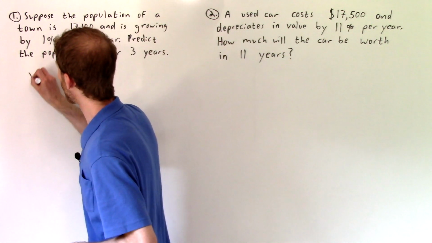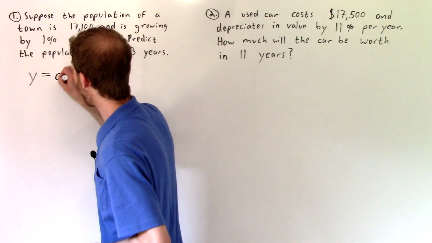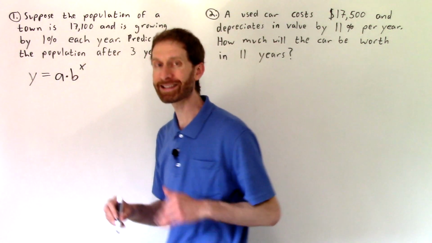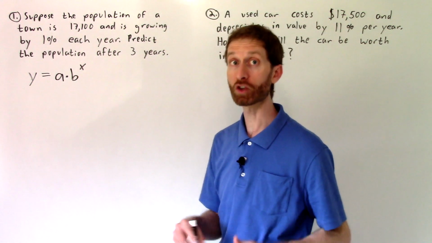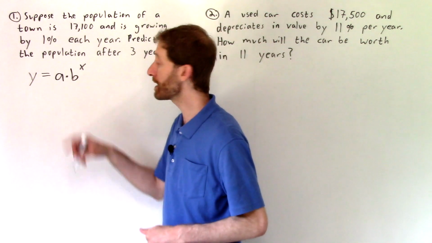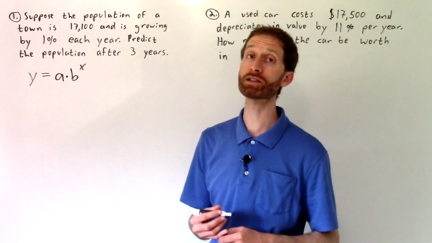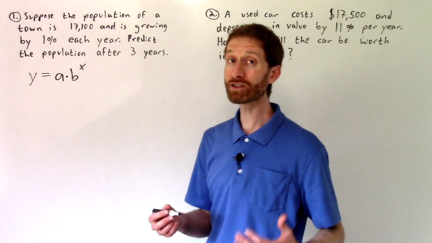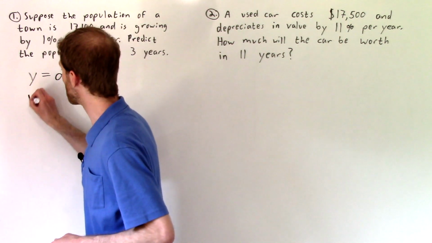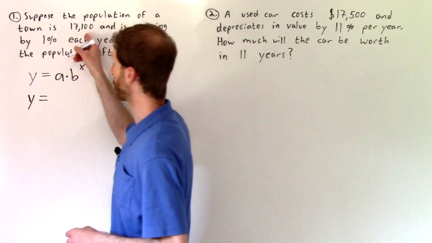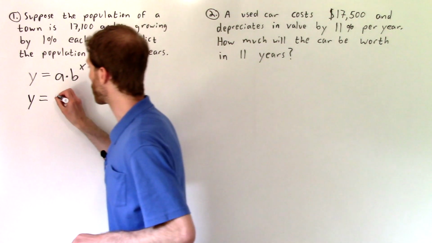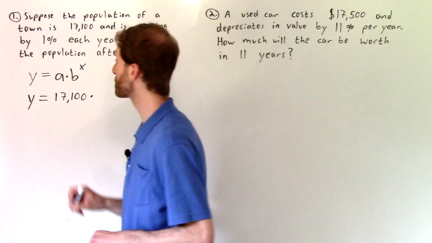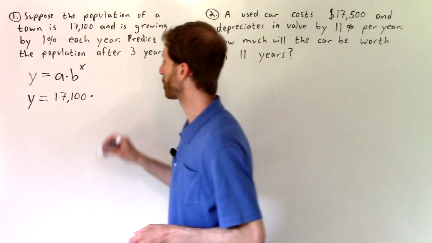Remember that the general form is y equals a times b to the x, where a is that initial amount that you start with, your starting amount, and b is the amount that you're growing by. In this case, that is called your growth factor. So how do we figure this out? Well, if a is our starting amount, then our function is going to be y equals the population we start with, which is 17,100. And that is times, and the growth factor, this one's an interesting one.